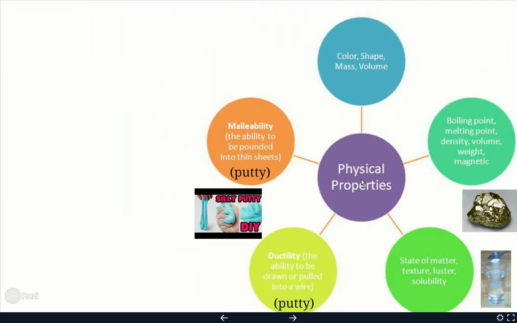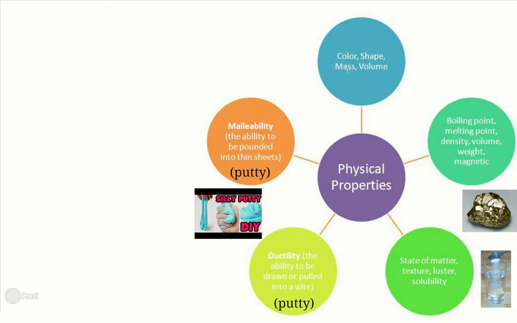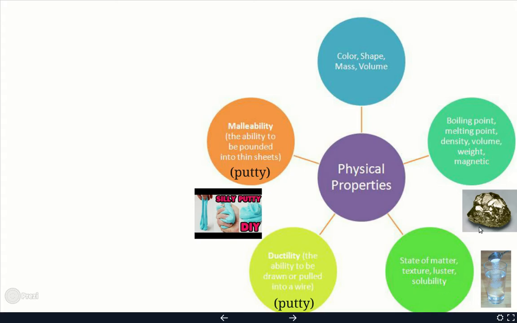Physical properties are things that you can use your senses to detect, like color and shape and how much it weighs, volume, the boiling point, melting point, density, how closely packed the particles are, weight, which pulls down on your mass. Is it magnetic? Those are physical properties. Also state of matter, that it's a solid, a liquid, or a gas. Something called luster, which is how shiny it is, like this piece of metal, or solubility. That just really means, can it be dissolved in something, like sugar and salt?